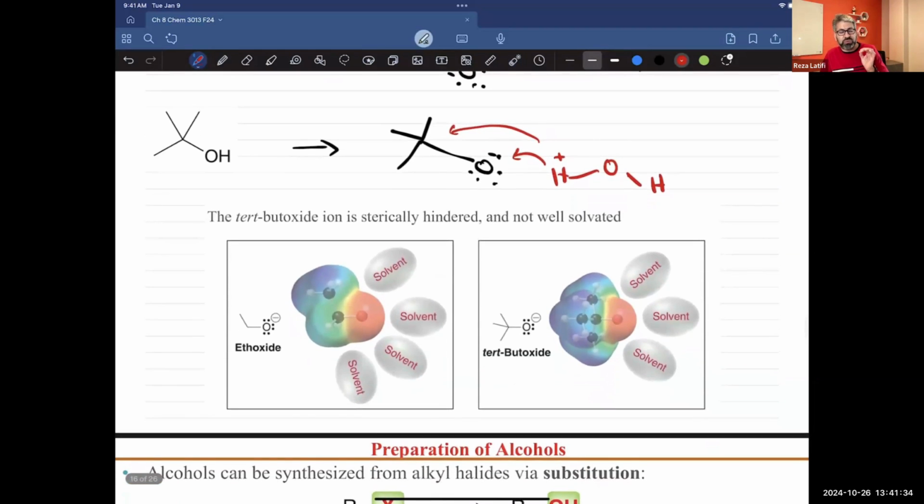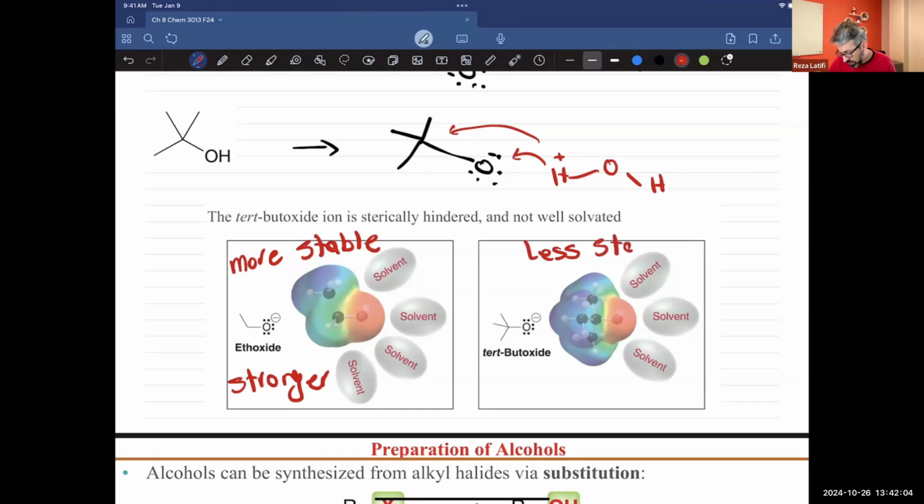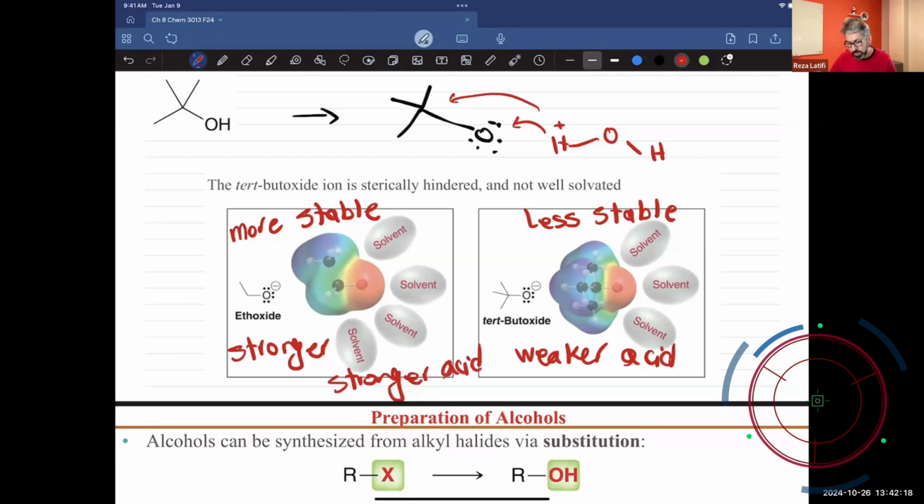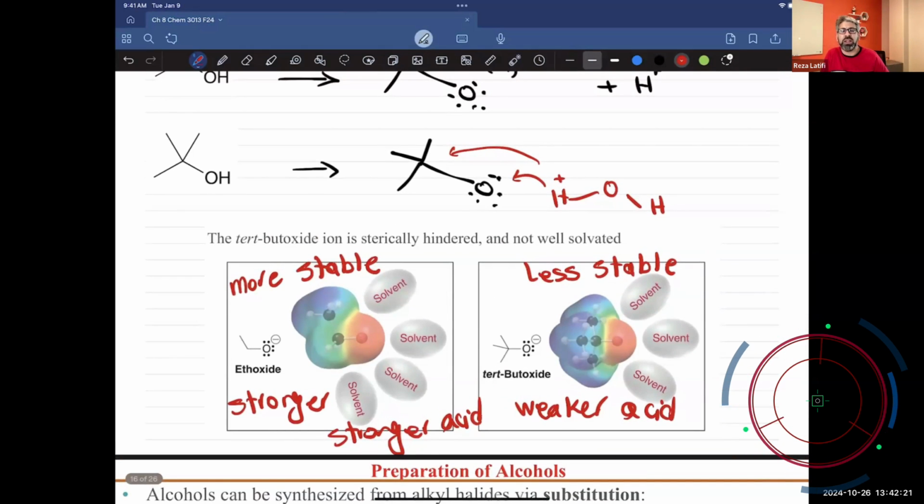So I'm going to say the solvation, or interaction of solvent with the conjugate base, when it's linear, will be easier. So the interaction between solvent and the conjugate base on ethoxide is going to be stronger. Stronger interaction, and I have 4 solvent molecules there. So what will happen? This one will be more stable, and this one will be less stable. If it's less stable, it will be a weaker acid. So that means ethanol will be a stronger acid. And this is going to be the end of this lecture. Thank you very much.